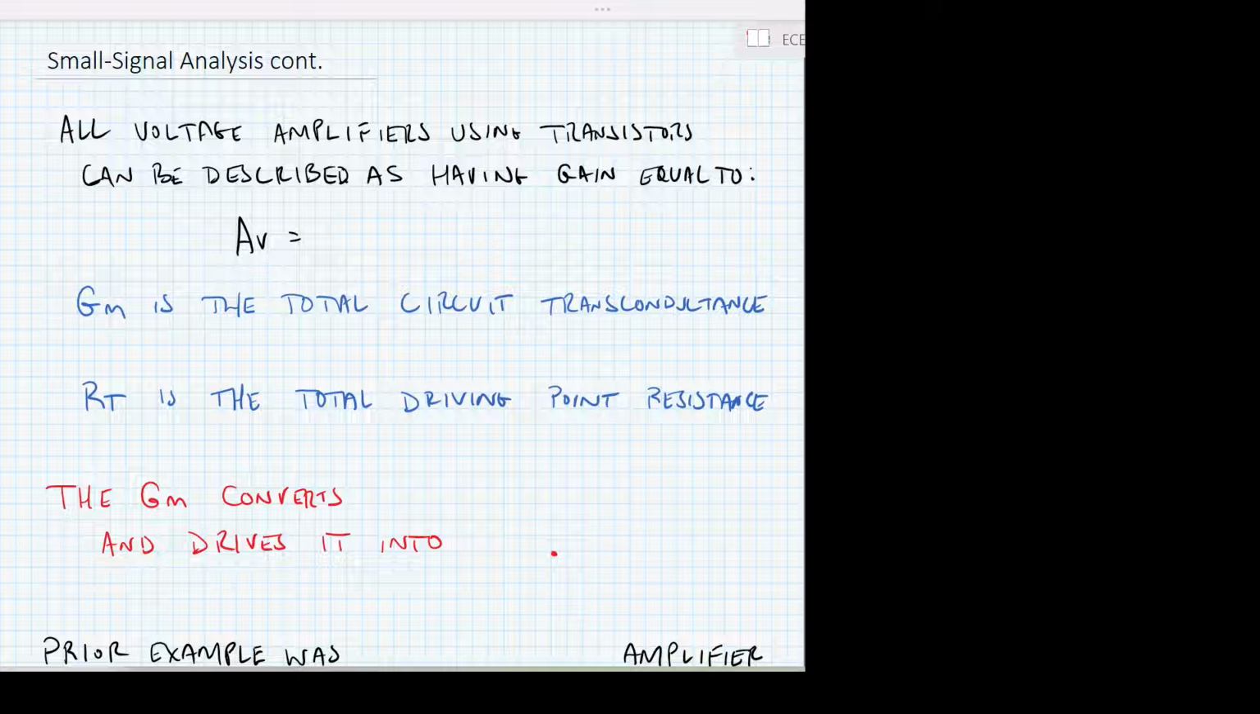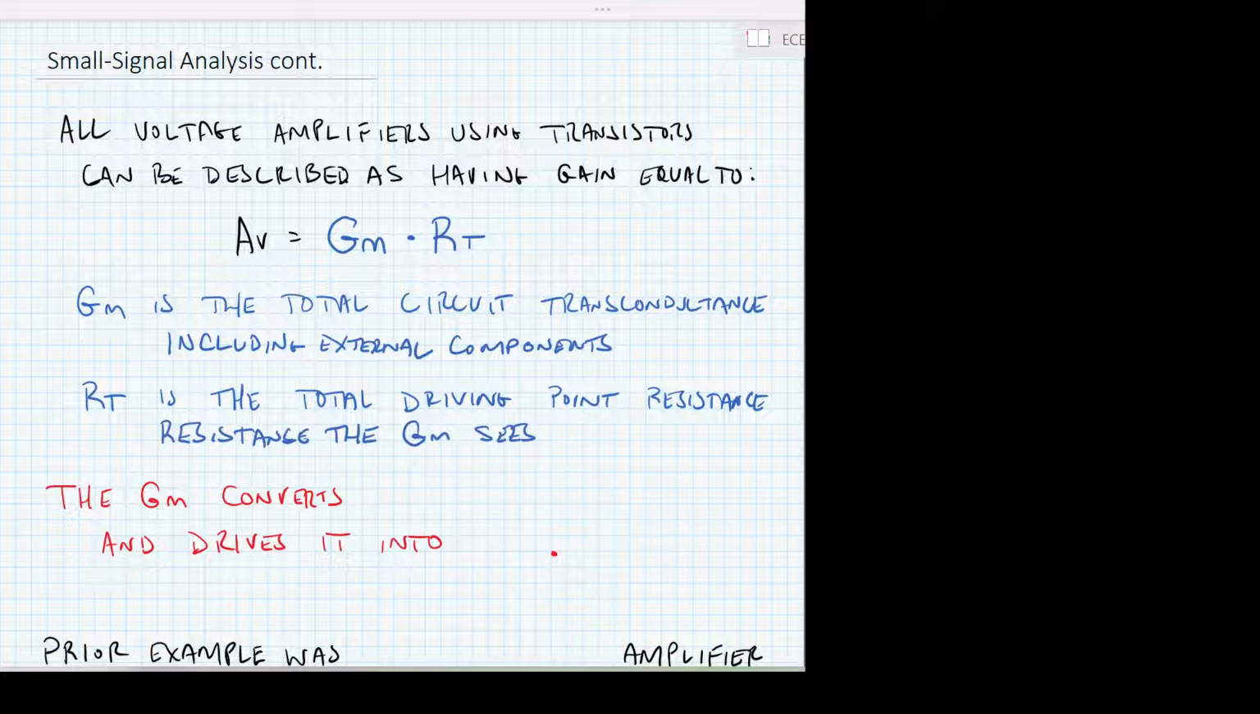Okay, we'll continue small signal analysis of a MOS amplifier. Now we know that all voltage amplifiers using transistors can be described as having a voltage gain that's equal to big GM times RT. Big GM is the total circuit transconductance, including all external components. These would be things like resistors that are tied to the gate, drain, and source of the transistor that's under analysis. RT is the total driving point resistance. So this is the resistance that the transconductance sees.